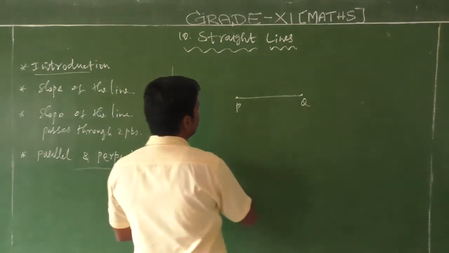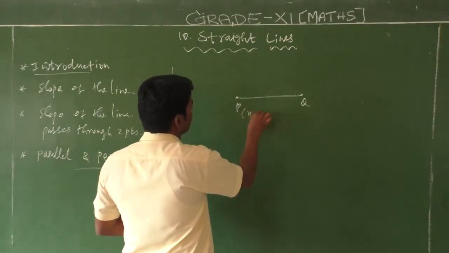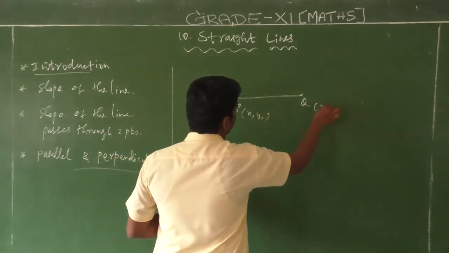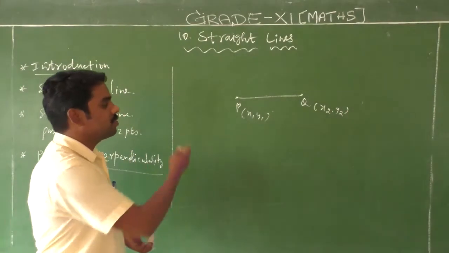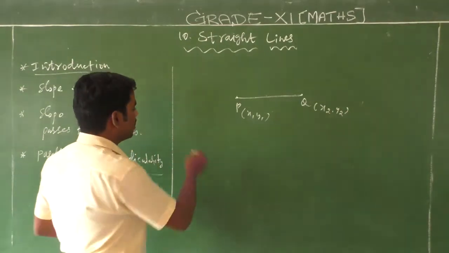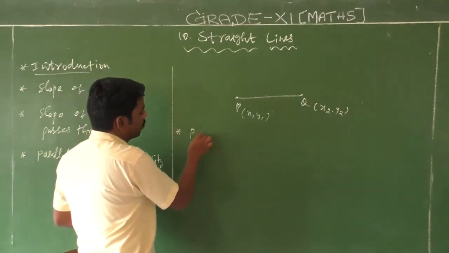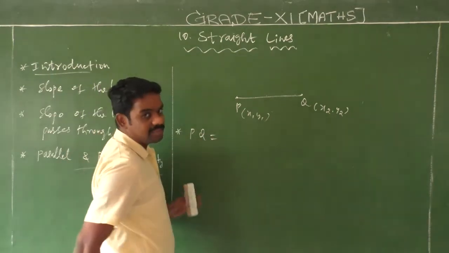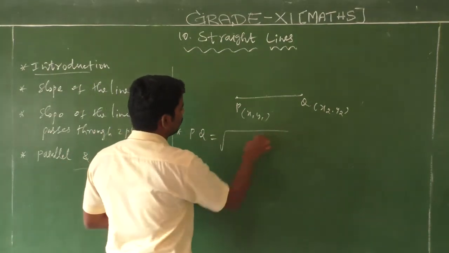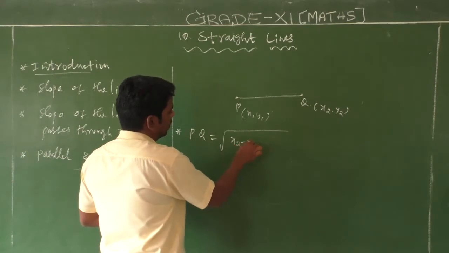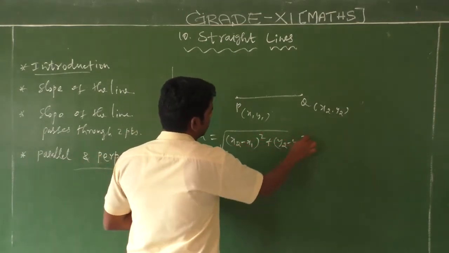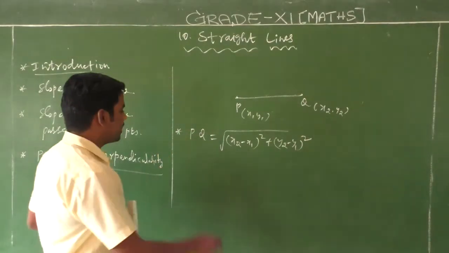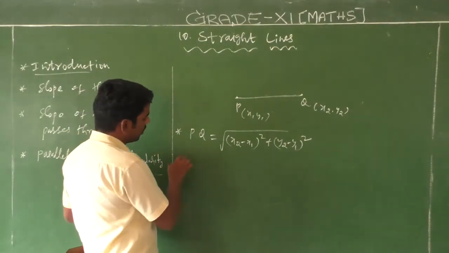Let P be (x1, y1) and Q be (x2, y2). Then the distance between the 2 points P and Q, that is PQ, is the root of (x2 minus x1) the whole square plus (y2 minus y1) the whole square. Okay, right.